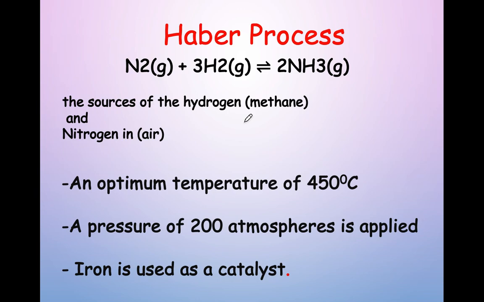Haber process, how is the Haber process performed? They bring nitrogen gas and hydrogen gas to form ammonia, and we call this process the Haber process. From where do we get the source of hydrogen? From methane. And the source of nitrogen could be from air. So when they react with each other, they form ammonia.